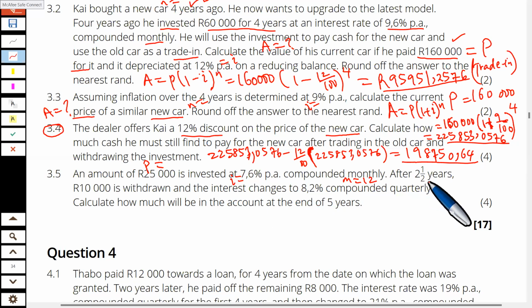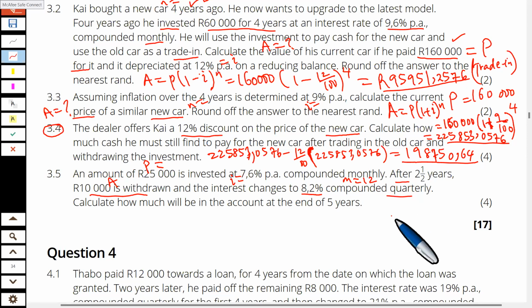And after 2.5 years, 10,000 is withdrawn. So this withdrawal of 10,000 is like an A because it's in the future, so it's a future value, right? And the interest rate changes to 8.2% compounded quarterly. Calculate how much the interest is going to be.